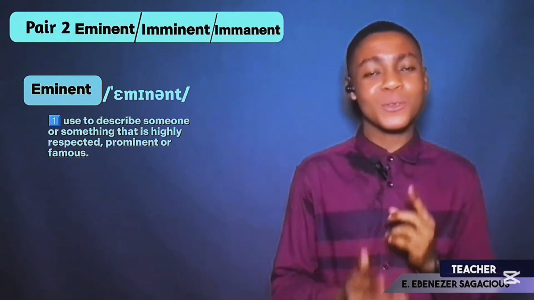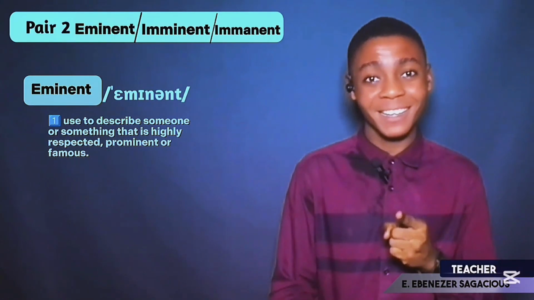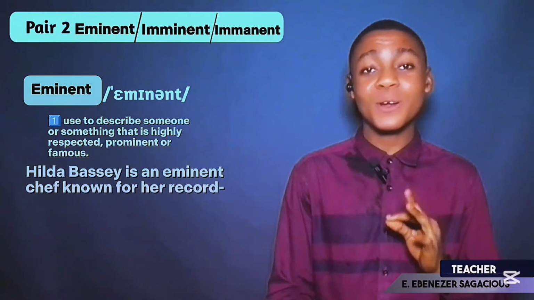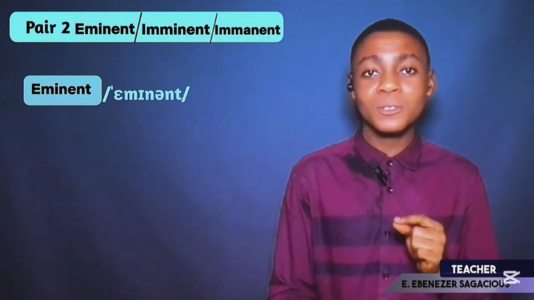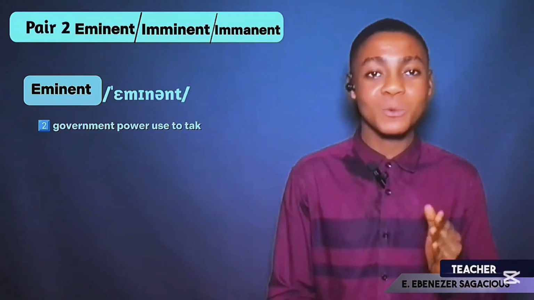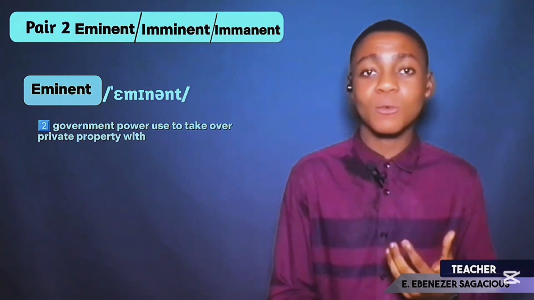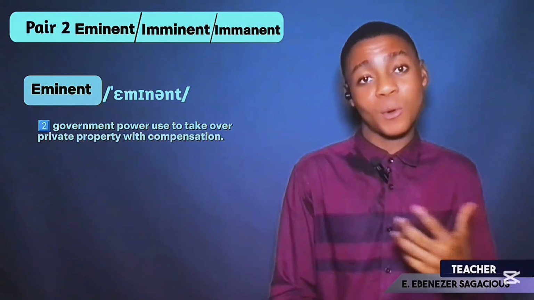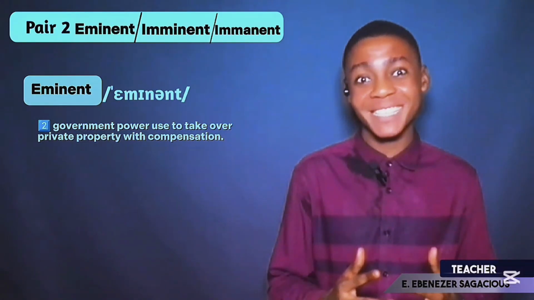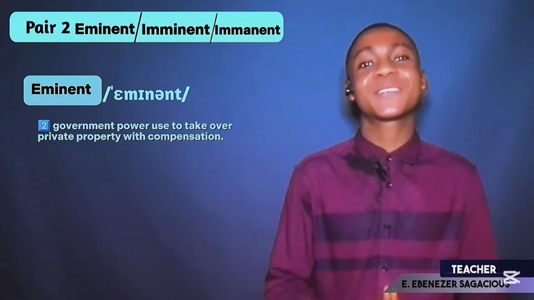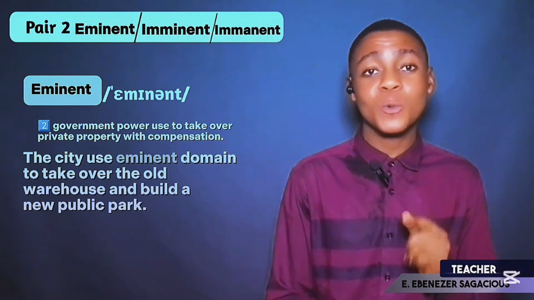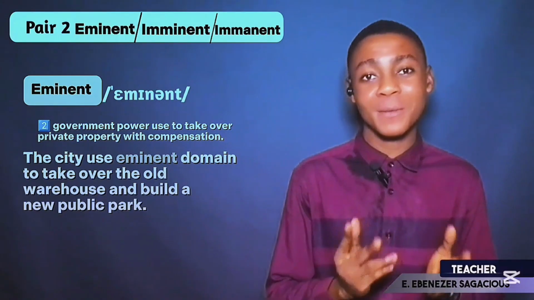For example, you all know Ida Bassi, right? Okay, Ida Bassi is an eminent chef known for her record-breaking marathon. It is also important to take note that eminent can be used in another phrase, eminent domain, which refers to the government's power to take over private property for public use, usually with compensation. Well, maybe not in a country like Nigeria. Anyway, for example, the city used eminent domain to take over the old warehouse and build a new public park.